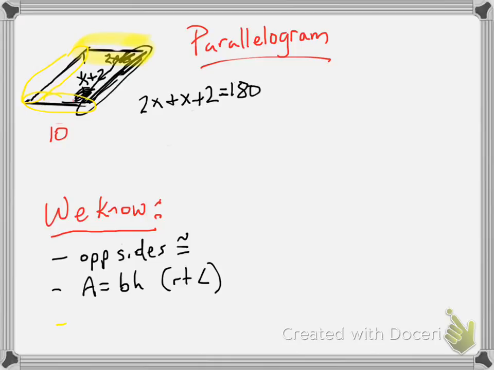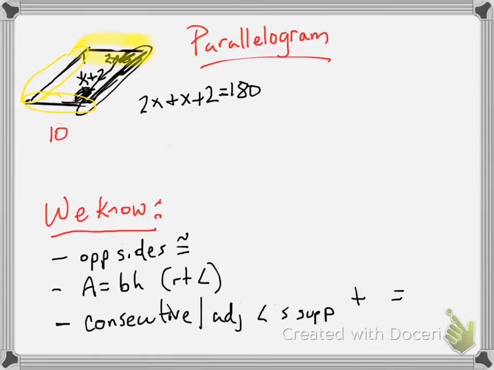So the thing you keep in mind when you're doing parallelogram problems is that consecutive, sometimes we say adjacent, angles are supplementary. So they add up to 180. And those are the main types of problems you're going to see with the parallelogram.